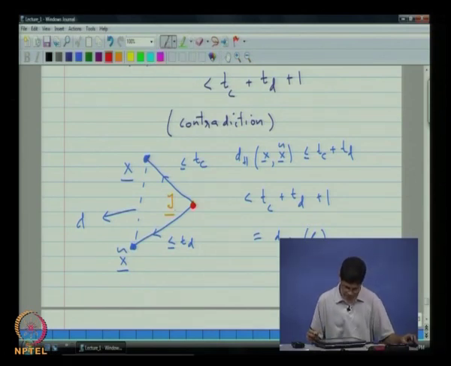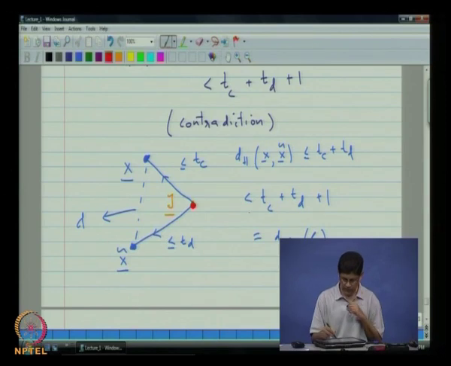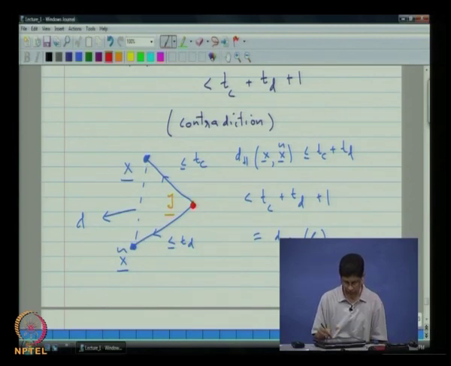So, the point is that the distance from here to here is less than or equal to the sum of these two distances, which must mean, as you look at the argument on the right written out in blue, that the Hamming distance between x and x tilde is less than or equal to t sub c plus t sub d, which is strictly less than t sub c plus t sub d plus 1, the minimum distance of the code. So, that is a contradiction, because after all no two code words in the code can be separated by less than the minimum distance. Okay.